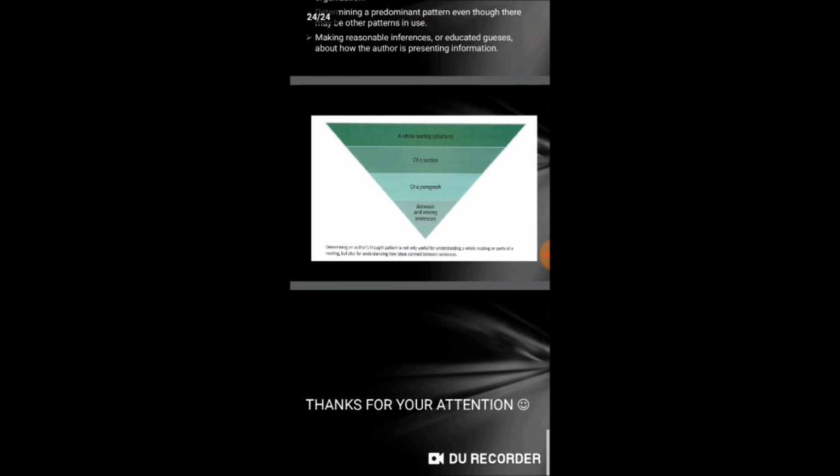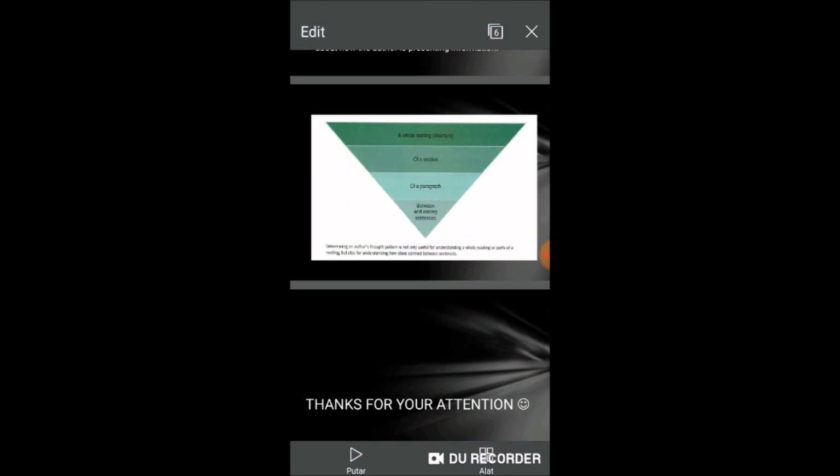Maybe that is our explanation about the pattern of organization. I hope this explanation can make our understanding of critical reading easier.